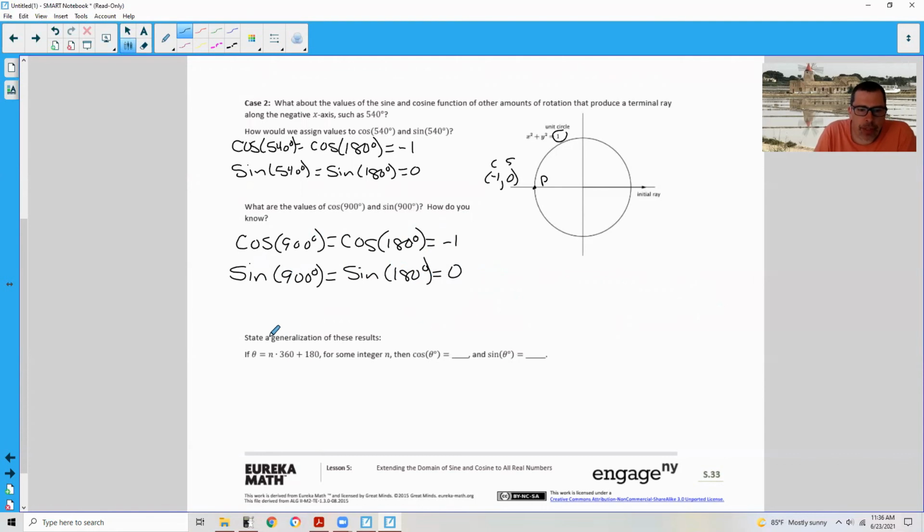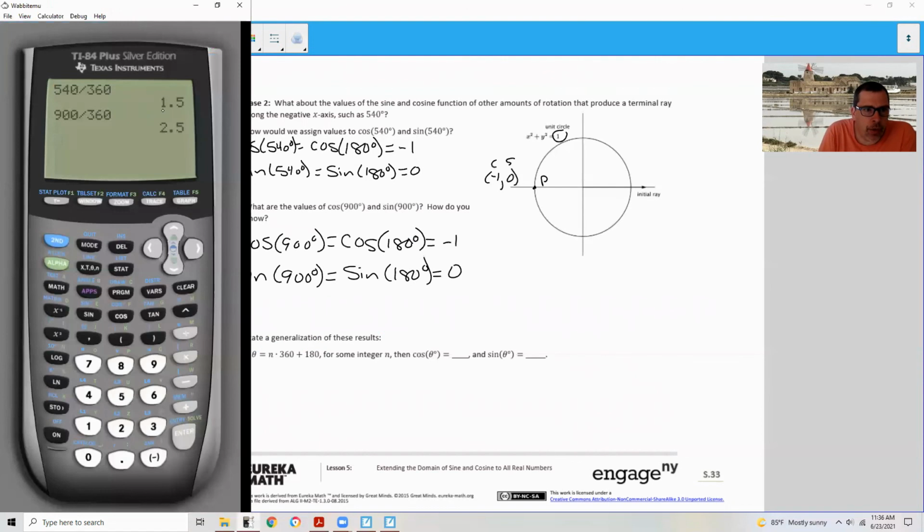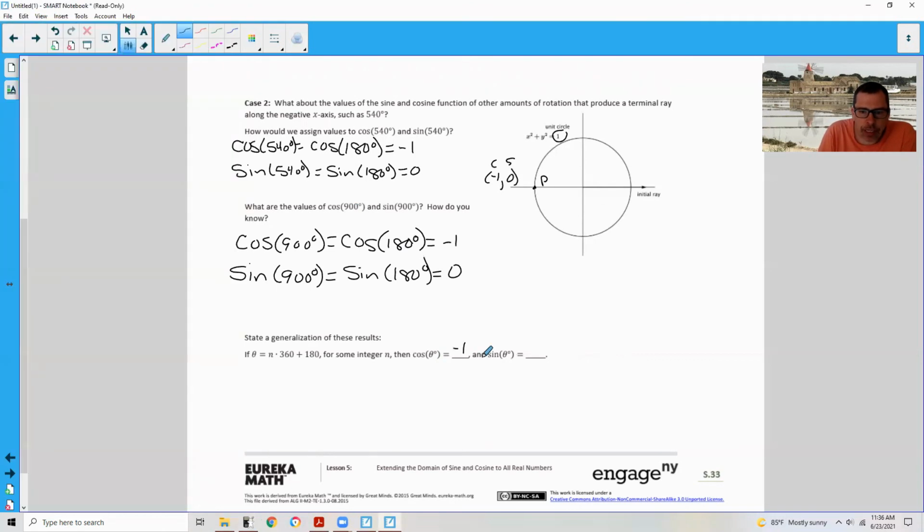So state the generalization of this result. If theta equals n times 360 plus another 180, which is our half rotation, so that's our 1.5, 360 plus 180, 720 plus 180, then the cosine of theta will always be -1, and the sine of theta will always be 0.